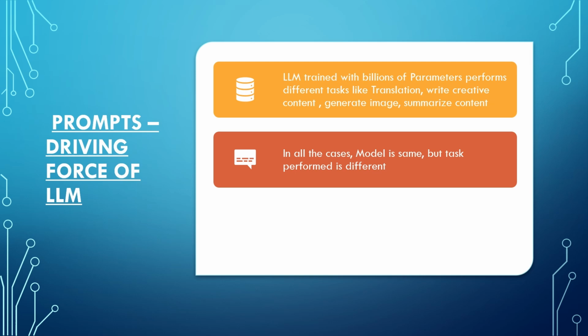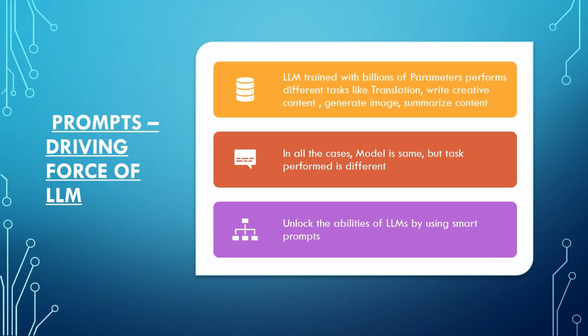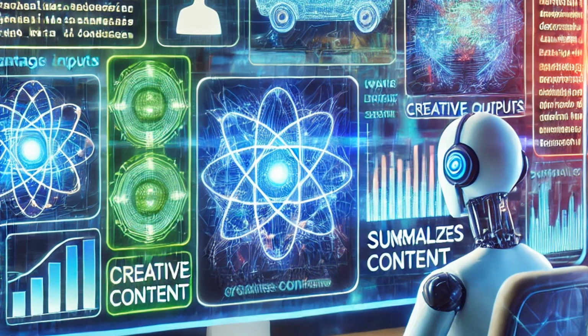Despite their versatility, it's important to note that the same model is used for all these tasks. What changes is the prompt. The prompt acts as the steering wheel, guiding the LLM to perform the specific task required and achieve the desired outcome. We can unlock the abilities of LLMs by using smart prompts. In simple words, think of LLMs as listening to instructions and carrying out different tasks based on the formatted input, which we call a prompt.